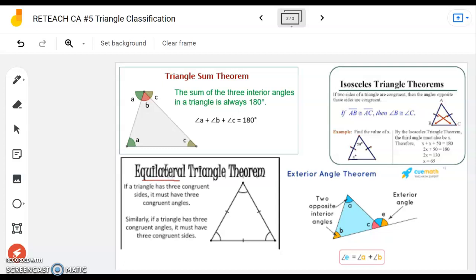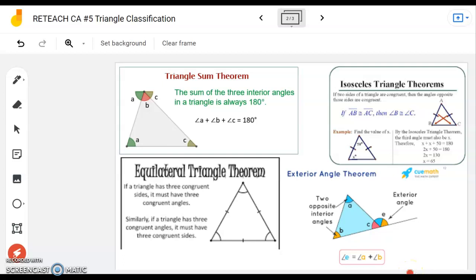Equilateral triangle theorem. If a triangle has three congruent sides, then it has to have three congruent angles. Okay? And it works vice versa. If you have three congruent angles, then you have three congruent sides. Okay, now we've also talked about this. Each angle is going to be 60 degrees. Why? Because 180 divided by 3 equals 60. So we've talked about that before, how each one is 60 degrees.